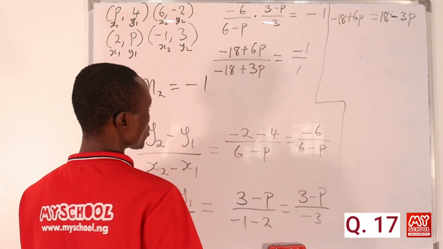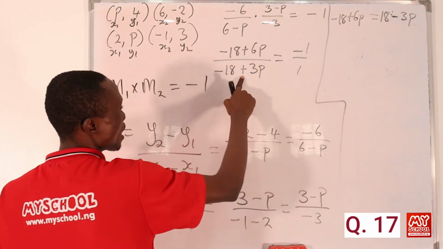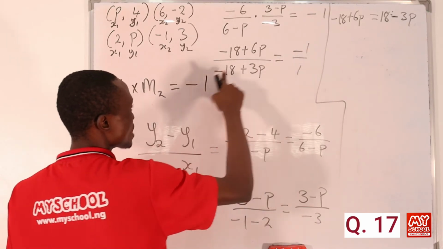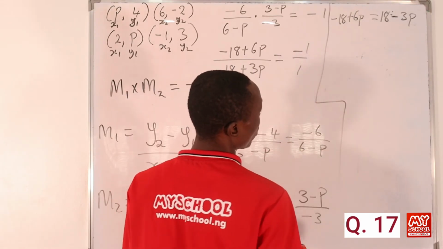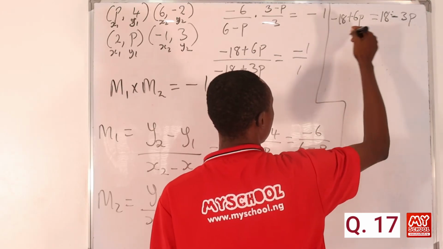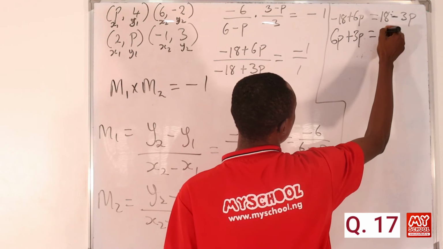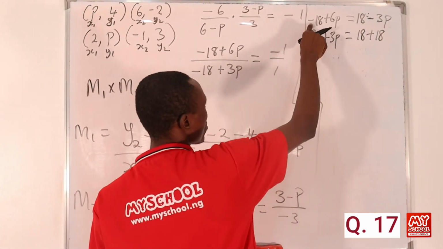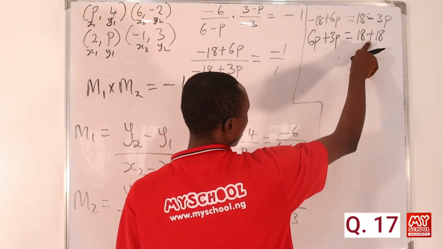Okay, so how do we get our minus 3p? Now remember that minus 1 times plus 3p is going to give us minus 3p, and minus 1 times minus 18 is going to give us 18. Okay, so we can collect like terms. So I'm going to move the p to this side and move the minus 18 to the other side. So we'll have 6p plus 3p equal to 18 plus 18. Now remember, when the minus sign crosses the equal sign, it changes to plus. So that is why we have plus 18 here.